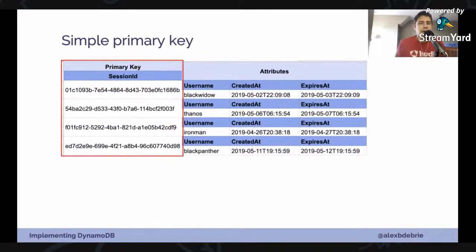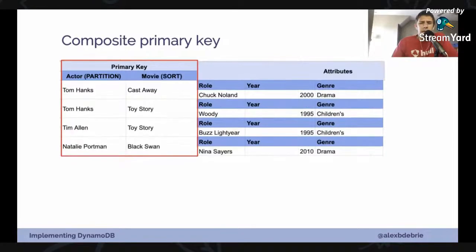That example we've already looked at, that's a simple primary key, right? It just had one element, that session ID, which is the partition key in this case, that uniquely identifies each item. Let's look at an example of a composite primary key. So in this example, we're going to use actors and movies that they've played roles in. So this is like an actors and movies table, storing all the different roles for these actors.